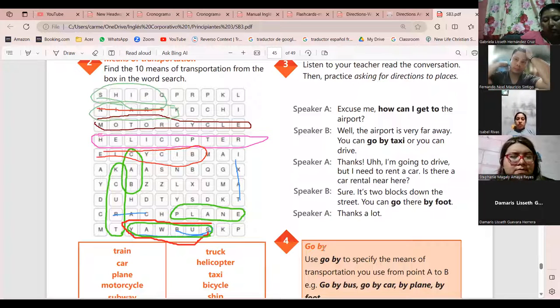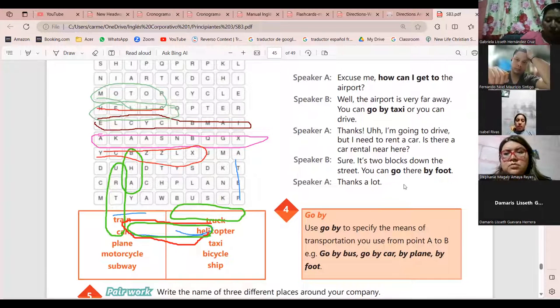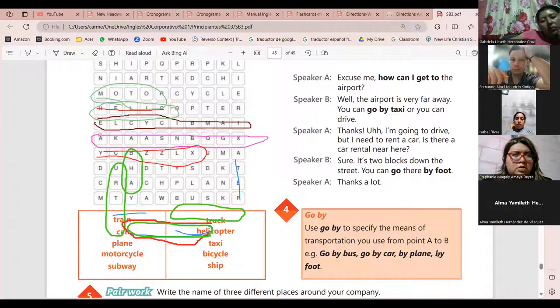So when we are moving around this city and we are maybe sightseeing, visiting places, going and coming from places to places, then we say that you go by the means of transportation you use. We say go by bus, go by car, go by plane, by foot. Yeah, we can say by foot, and they use it sometimes, but the best way to say by foot is walk, okay? Instead of saying by foot, I prefer saying walk or walking, right?